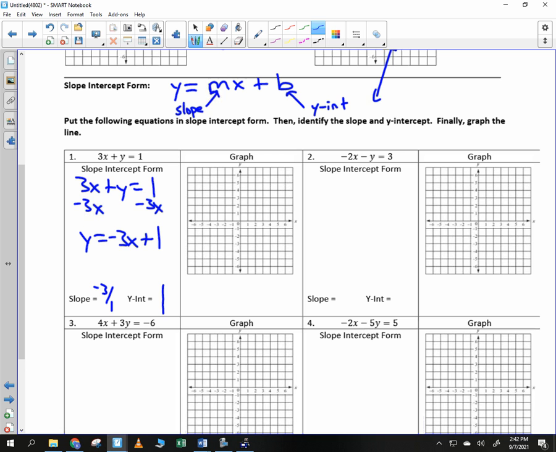So what point do you think I plot first? 1 on the y-intercept, so where it crosses the y-axis. How do I get my second point? Down 3 over 1.